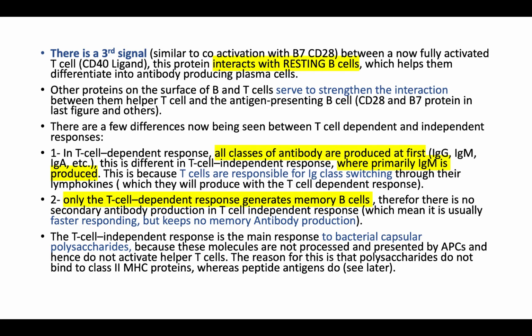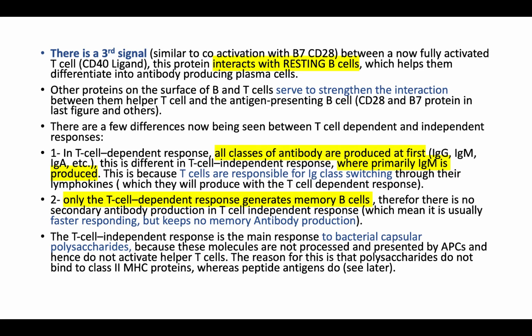That's the first point. Second, only the T cell dependent response, in which T cells are activated, will produce memory B cells. An independent response keeps no memory. But a T cell independent response will react faster. So is the T cell independent response closer, let's say on the spectrum, to innate immunity than to adaptive immunity? It is still fully adaptive immunity, but it shares a few similarities with some elements of the innate system.